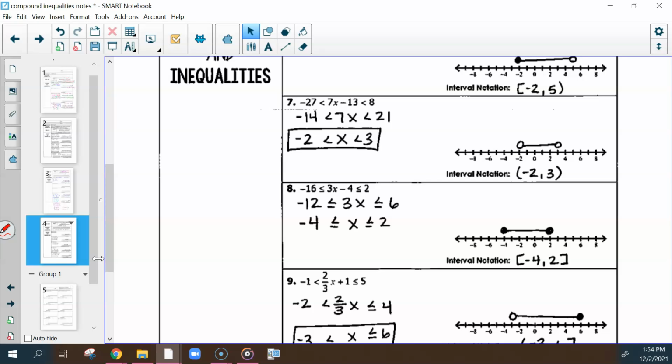Number 8, you needed to add 4 to each side and then divide all the sides by 3 to get negative 4 is less than or equal to x, which is less than or equal to 2. So when you graph them, they should both be closed circles with square brackets. Do we have questions on either of those?